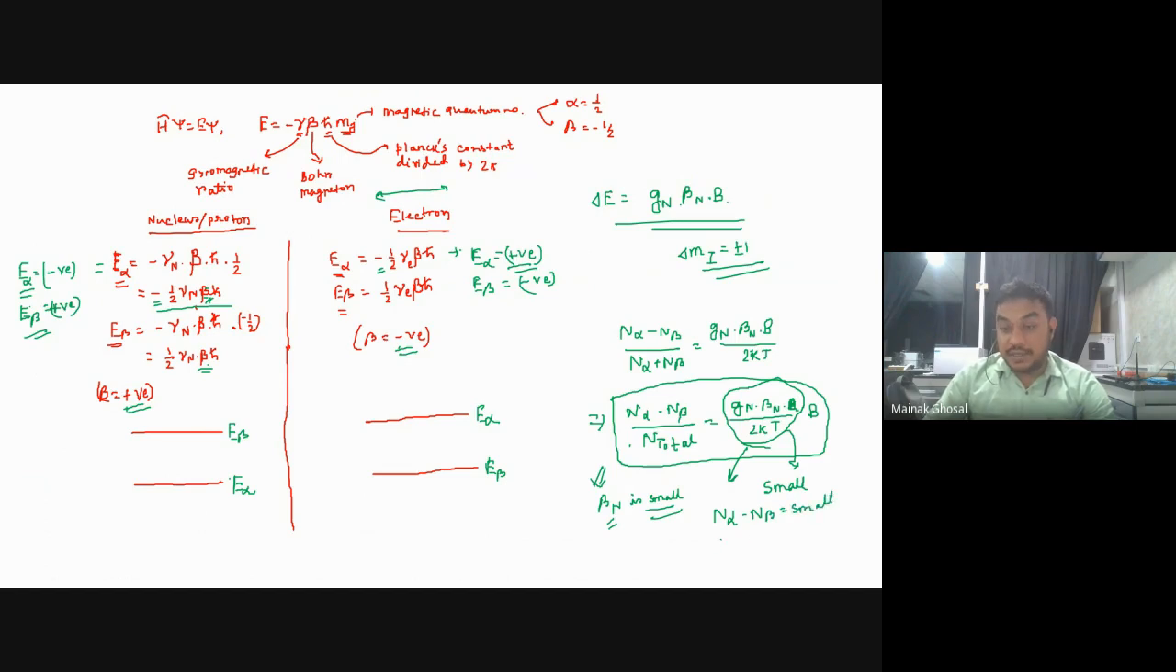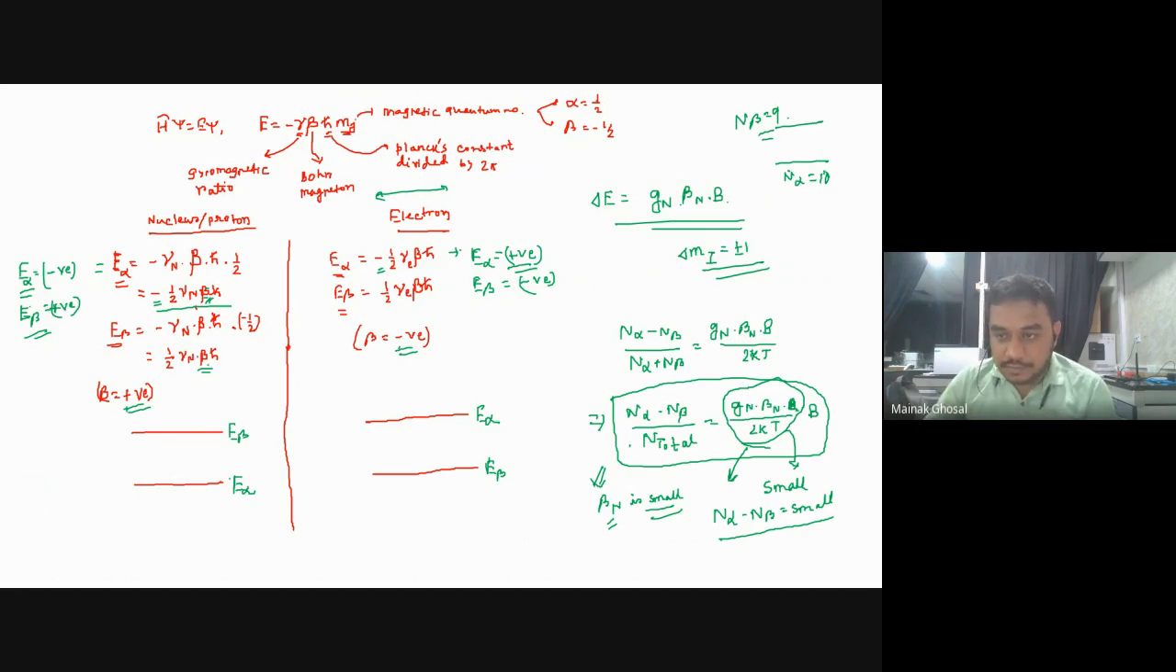So what does it mean actually? That N alpha minus N beta is small. That means the population difference between two successive levels is small. That means they are almost equally populated, right? Suppose in my ground state I have 10 molecules in the alpha state, and 9 molecules in the beta state. Then the difference will be very small. That means both of them will be equally populated. You can see here that these are almost equally populated.